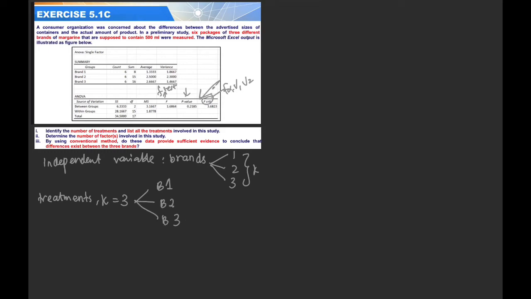Okay, number 2. Determine the number of factors. So factors come from the independent variable. So there's only one factor.